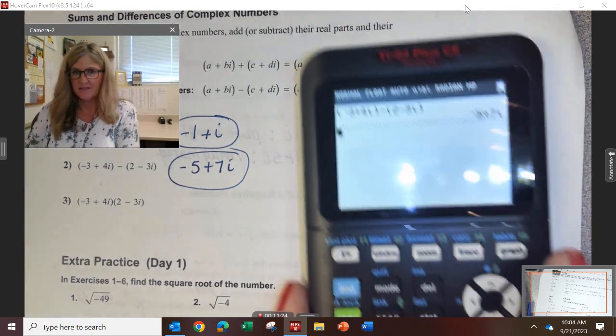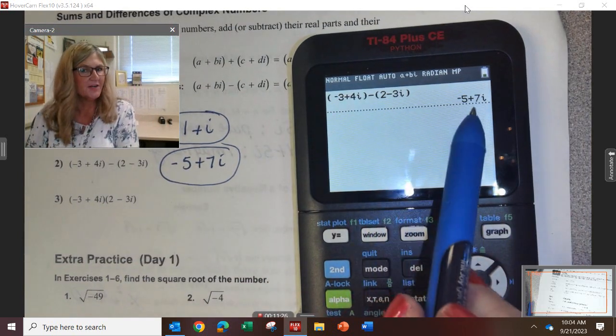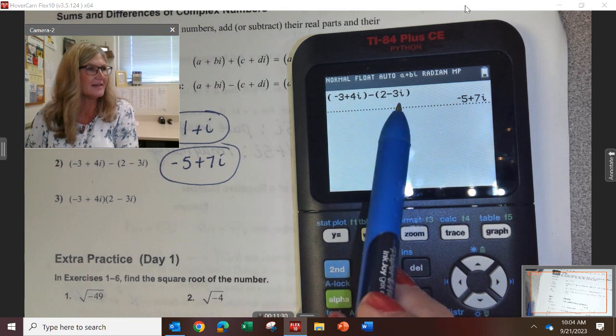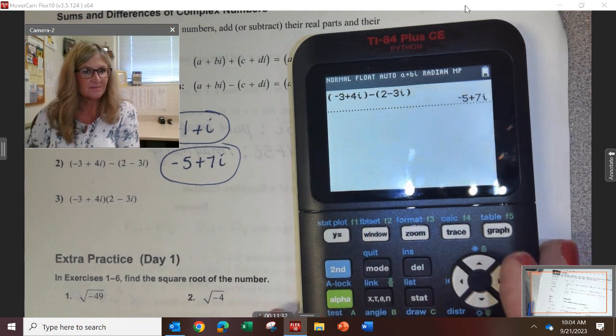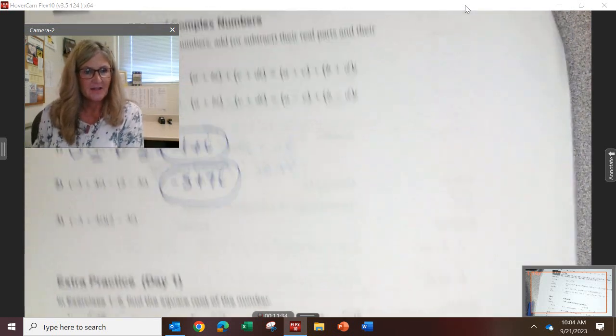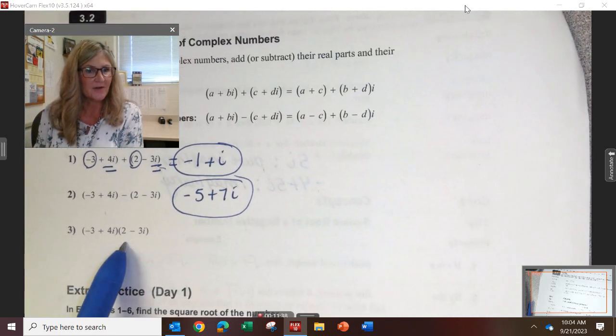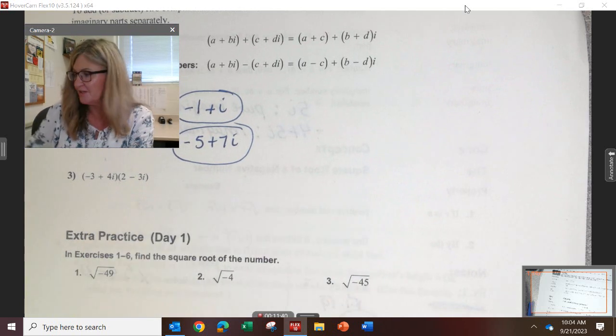Okay, and I went ahead and did it on the calculator to check it for you, and you are correct. The calculator can also add and subtract imaginary numbers. So we did addition, we did subtraction, and now we're going to multiply. I'm going to do this one with you.